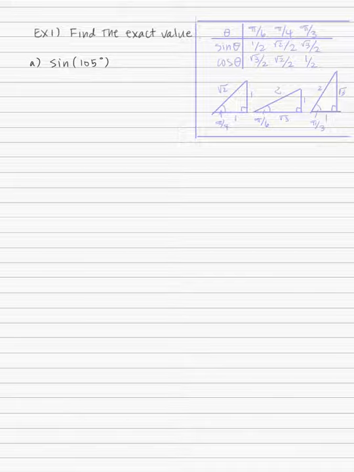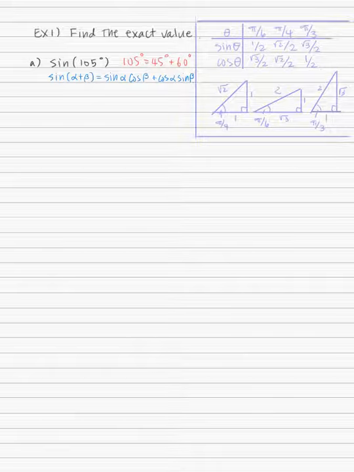So let me see. Do you see that 105 degrees can be written as 45 plus 60? It looks like we're going to be using sine of alpha plus beta for this particular problem. So let me just write down the formula. Sine of alpha plus beta is sine of alpha, cosine of beta, and then plus cosine of alpha and sine of beta. We're going to follow that formula.